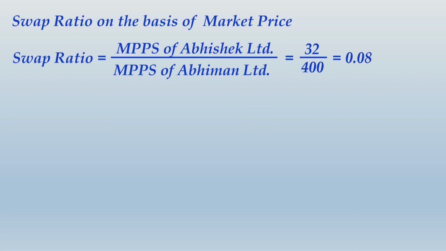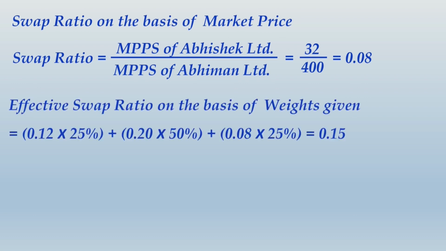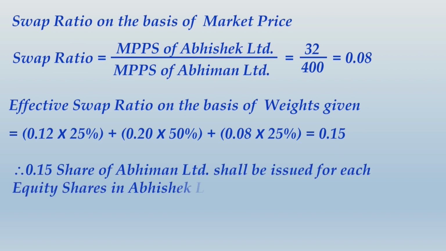Now once you get the three swap ratios, you are going to take their weighted average, for which the weights are given in the question. If you check, for book value the weight was 25%, for EPS the weight was 50%, and for market price per share the weight was 25%. Applying this weighted average calculation, effectively what you get is 0.15 as your effective swap ratio. Finally, we would conclude that 0.15 share of Abhiman Limited shall be issued for each equity share in Abhishek Limited. So take note of this also, and then we shall move ahead.